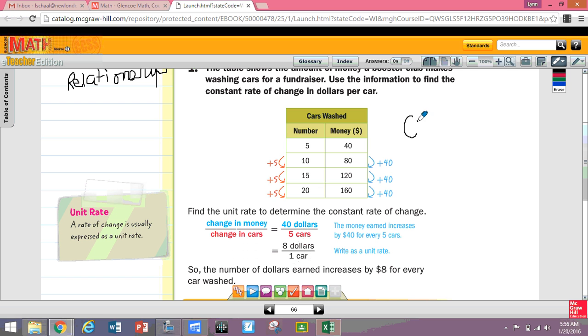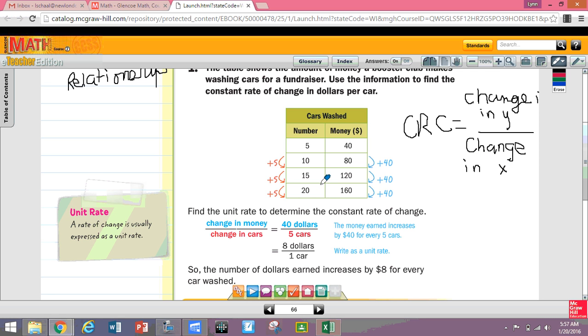So your constant rate of change then is the change in y over the change in x. You should write this down because this is kind of your formula. It's not going to let me write in there, I have to go underneath.